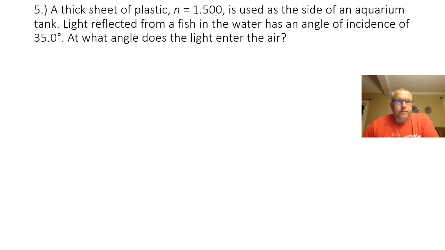Problem 5. A thick sheet of plastic with an index of refraction of 1.500 is used as the side of an aquarium tank. Light reflected from a fish in the water has an angle of incidence of 35.0 degrees. At what angle does the light enter the air? So this is going to be just like problem number 3. The light has to go from the water to the plastic, and then from the plastic to the air, and it's going to refract at both of those boundaries.